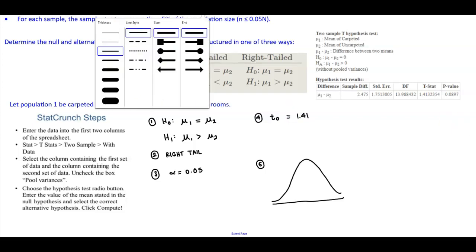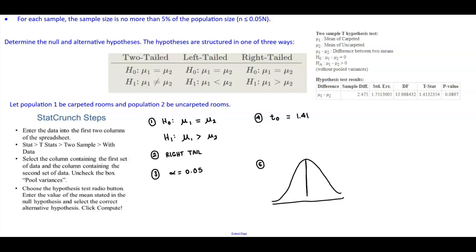Now we need to draw and show what that looks like. We know that our mean for the graph is going to be 0. We also know that our test statistic is located right here, which is 1.41. And then we want to find the p-value. The p-value is given in our data here. So there is the p-value, and we're going to round that to 3 decimal places. If we round that to 3 decimal places, then we get 0.090.